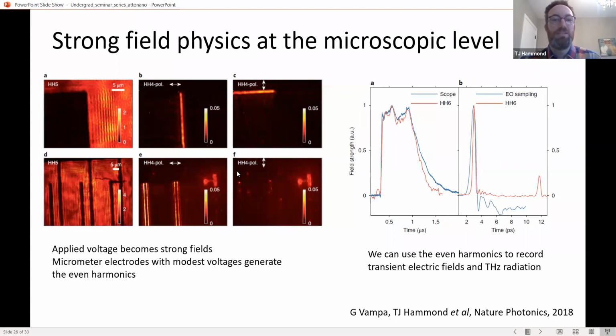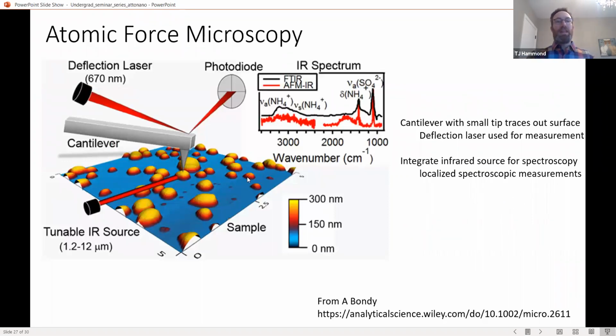What that's saying is we can have these electrodes here, we can have terahertz radiation, and we can see the 6th or 4th harmonic that comes out of this and use it to characterize the temporal resolution down to an attosecond timescale with micrometer resolution. The next generation of things we want to do is incorporate an atomic force microscope.